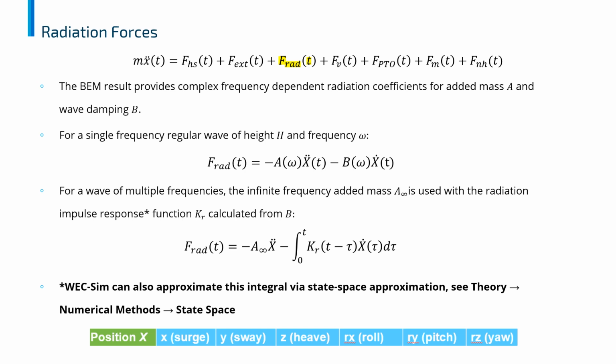WEC-Sim, by default, calculates these forces using the full convolution implementation, but WEC-Sim does also provide the opportunity for you to approximate the convolution term shown on the lower right equation via a state space approximation, which can improve the speed of a simulation and be used for control applications. If you'd like more information, we direct you to read Theory, Numerical Methods, State Space, which can be found on our documentation page.